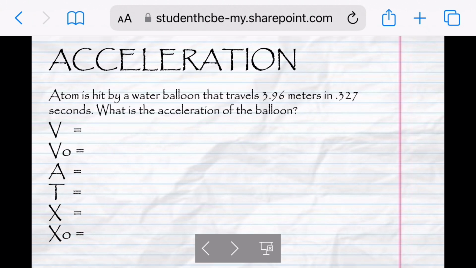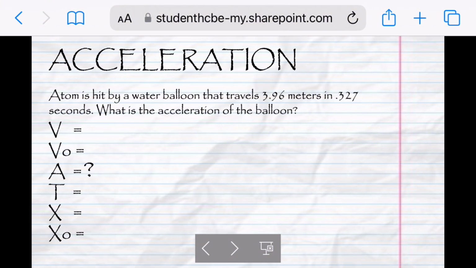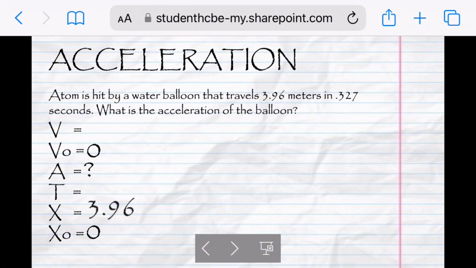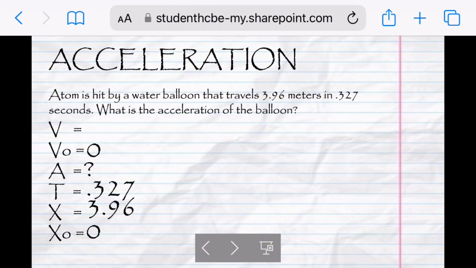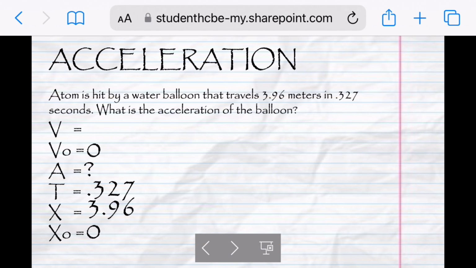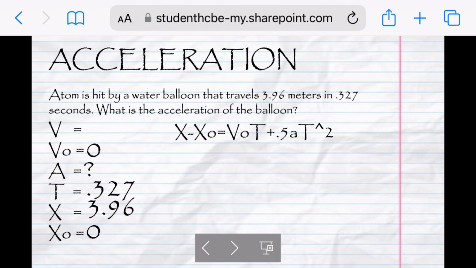So let's get our variables first. We know that we're finding acceleration, so we're going to put a question mark for that. We also know that both initial velocity and initial distance are equal to 0. We know that our distance is 3.96 meters and our time is 0.327 seconds. We also know that we don't have any velocity, so we're not going to put anything for that. So we're going to use this formula as it has no final velocity in it.